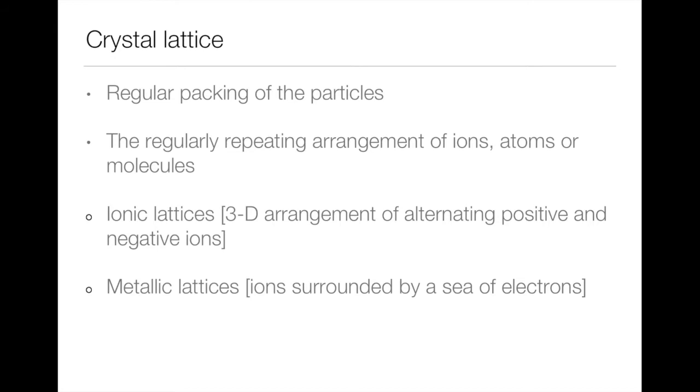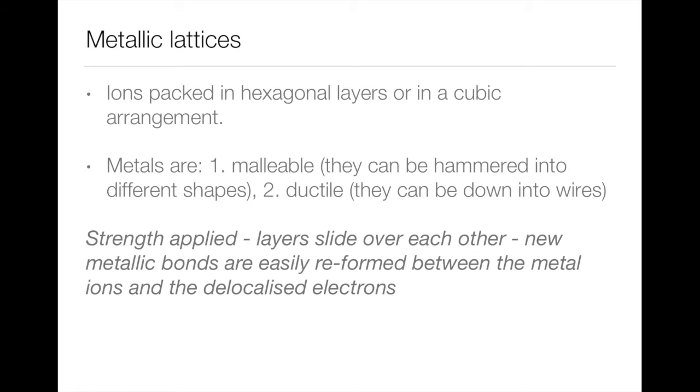Alright, they're usually cubic. Now, metallic lattices are ions surrounded by a sea of electrons, and let me get a little bit more details about metallic lattices. A metallic lattice consists of ions surrounded by a sea of electrons. The ions are often packed in hexagonal layers or in a cubic arrangement. When a force is applied, the layers can slide over each other. But in a metallic bond, the attractive forces between the metal ions and the delocalized electrons act in all directions. So when the layers slide, new metallic bonds are easily reformed between ions in new lattice positions and the delocalized electrons. The delocalized electrons continue to hold the ions in the lattice together. The metal now has a different shape.